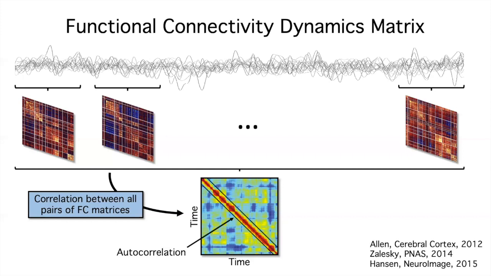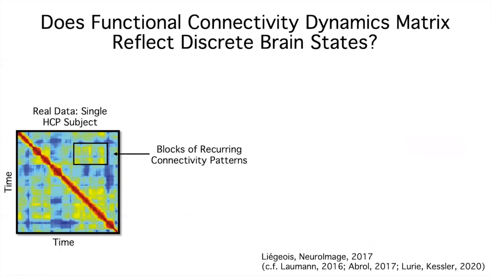The diagonal of the functional connectivity dynamics matrix is high because of the autocorrelation in the fMRI data and the overlapping sliding windows. What is very intriguing are these off-diagonal blocks of recurring functional connectivity patterns. A major question is whether these recurring connectivity patterns are evidence of discrete brain states.